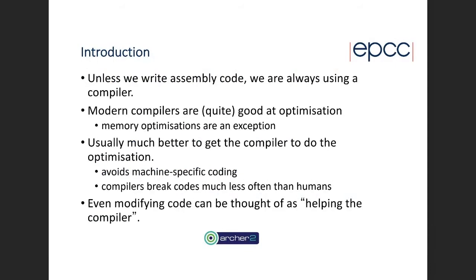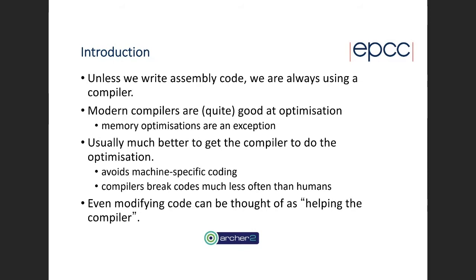So just by way of introduction, obviously unless we're going to handwrite assembly code, we're always using a compiler, and modern compilers are really quite good at optimization, at least for restructuring code. They're less good at restructuring for memory optimizations, and again, we'll talk more about memory tomorrow.